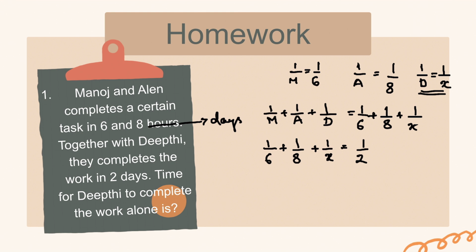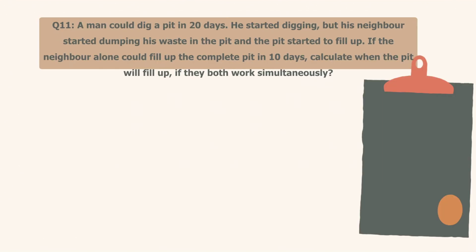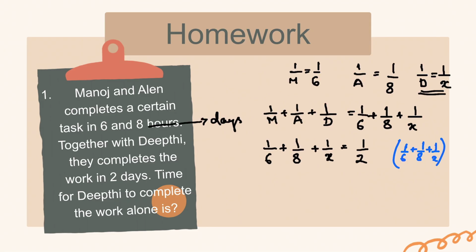Otherwise, if it is not clear to you, you can write it this way also, like 1 by 6 plus 1 by 8 plus 1 by x. They will work for 2 days, meaning into 2 is equal to full work, which is 1. Whichever is suitable to you, you can do it. This is also correct. And the 2 will go to the denominator here and it will become 1 by 2. Both are correct. So keep that aside. We will solve this question.